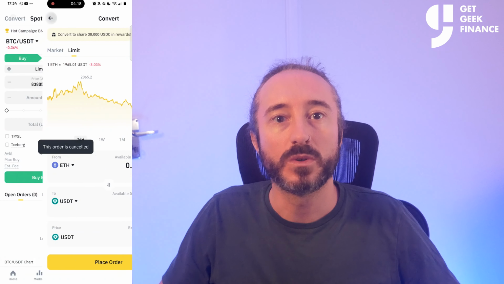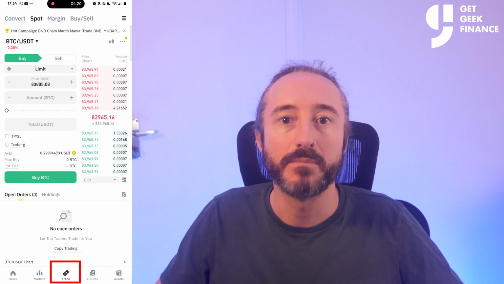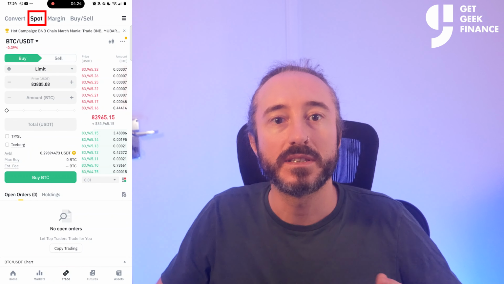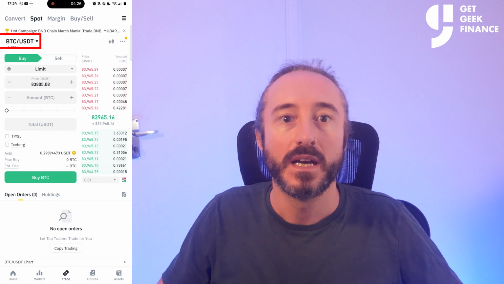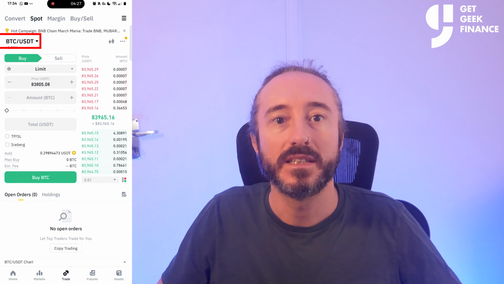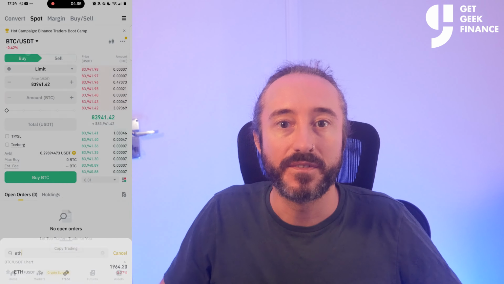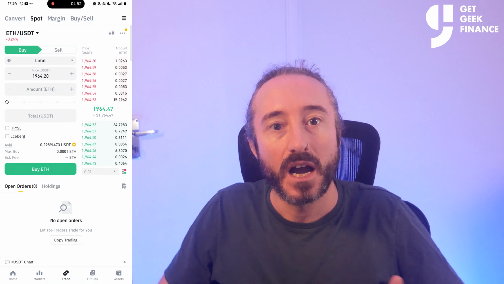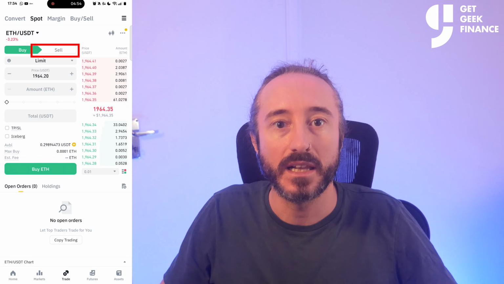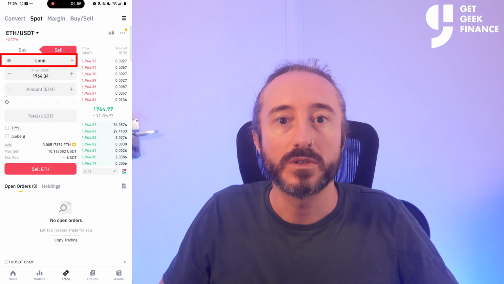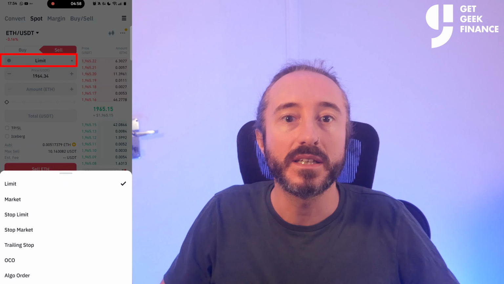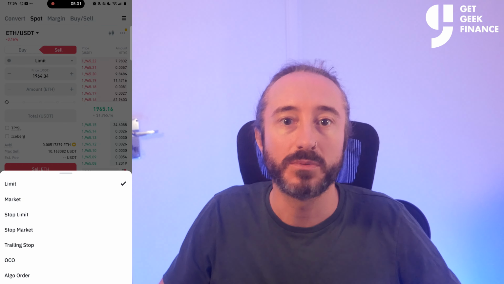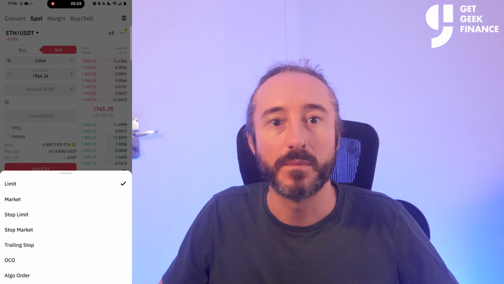So the other option is to trade your crypto. So what you want to do is press trade in the bottom menu. Then you want to make sure this is set to spot in the top, and then you want to pick your currency pair in the top left. So I'm going to pick Ethereum / USDT as I'm selling my ETH for USDT. I want to then make sure this is on sell. Then below this, we want to pick whether we want a market or limit order, exactly as we did before. So I'll start with a market order.